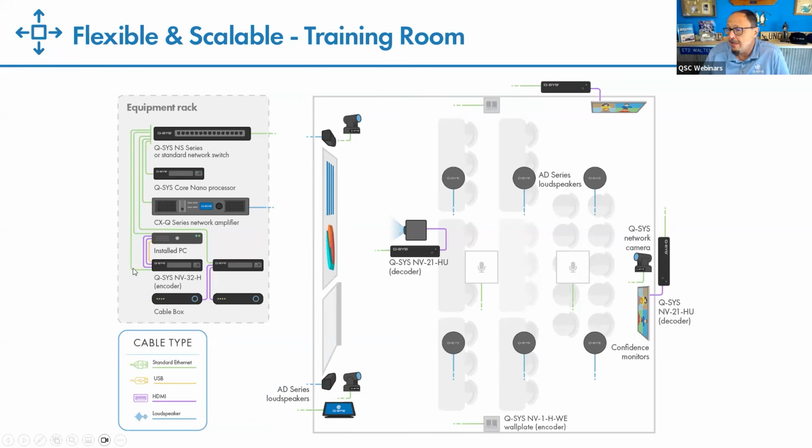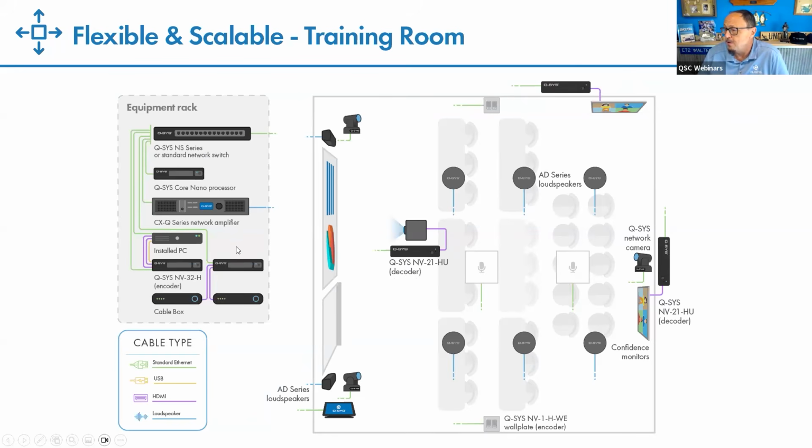We've got an installed PC in there that has dual output capability. And then also in the rack, we have a cable box coming in as an encoder source as well. So a couple different options there on encoding. And then once we get out into the room at the projector, you'll see there's an NV21 set up as a decoder. And then there's a side display over here with another NV21 set up as a decoder. So that allows for a lot of flexibility in this room.